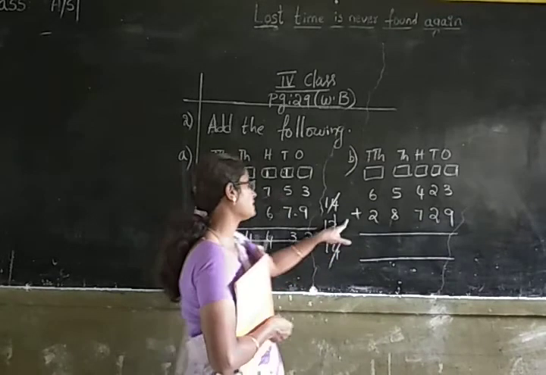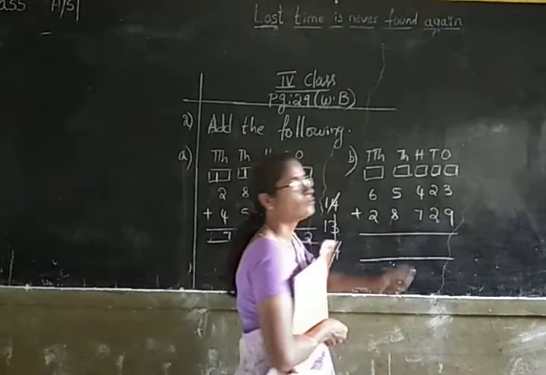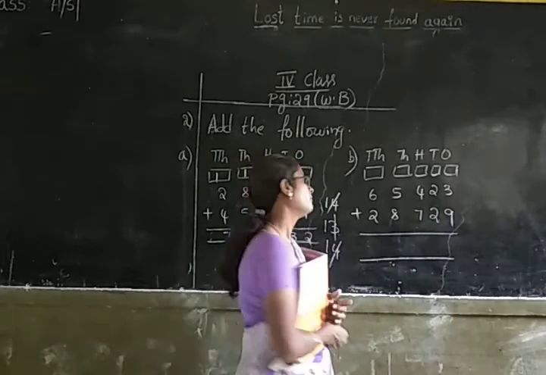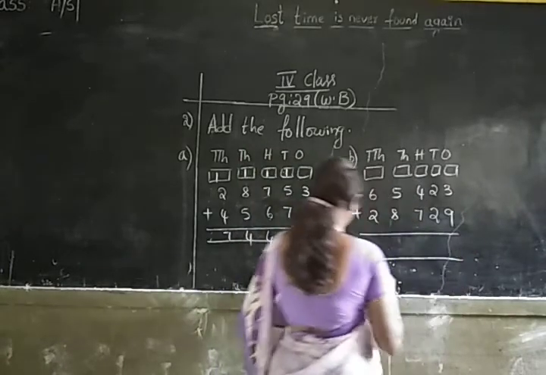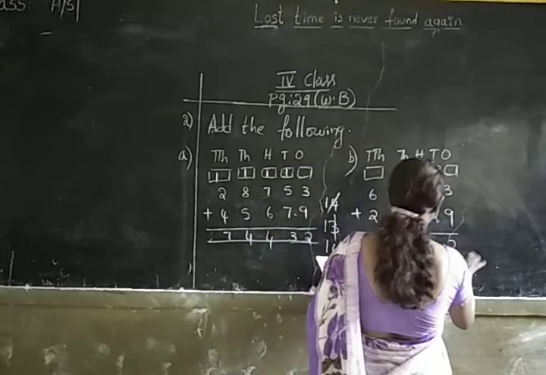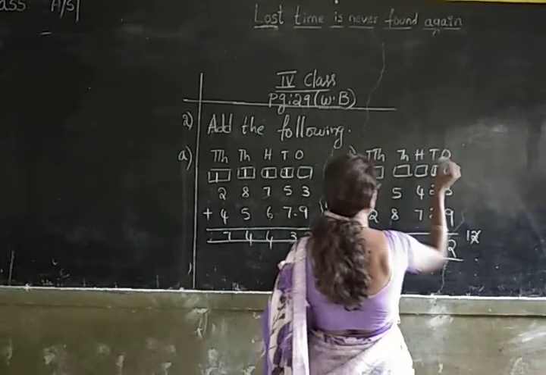So now you have to add the numbers at ones place. You always have to start addition from ones place. 9 plus 3 is how much? 9 plus 3 is 12. So you have to put 2 in ones place and carry away 1 to the tens place.